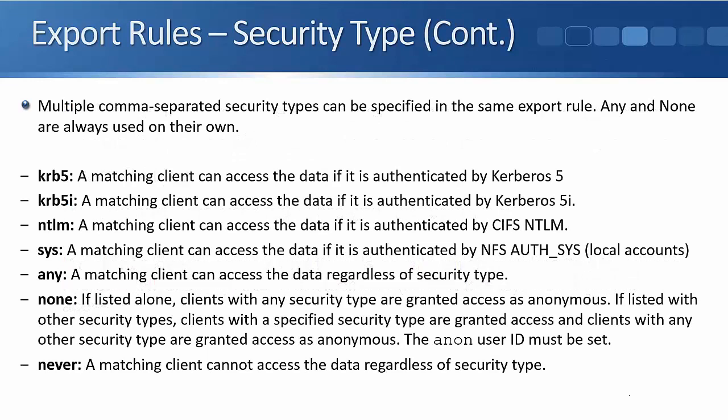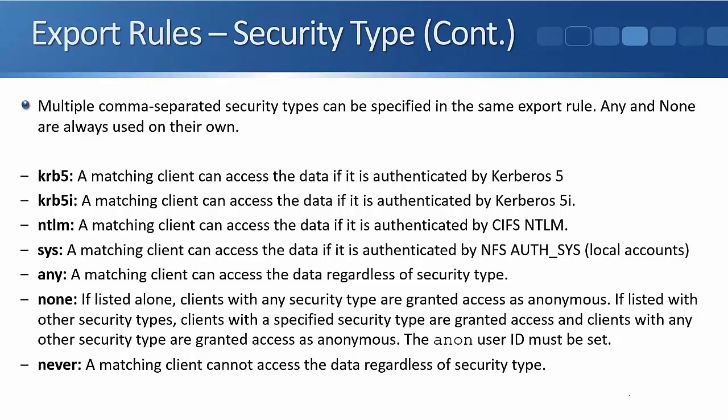Multiple, comma-separated security types can be specified in the same export rule. If we use any and none, which you'll see in a second below, they're always used on their own. So the different types, we can say Kerberos 5, so the client was authenticated by Kerberos 5, or we can use Kerberos 5i, or we can say they were authenticated using NTLM, or we can say they were authenticated by type sys. Sys means it's using local accounts.